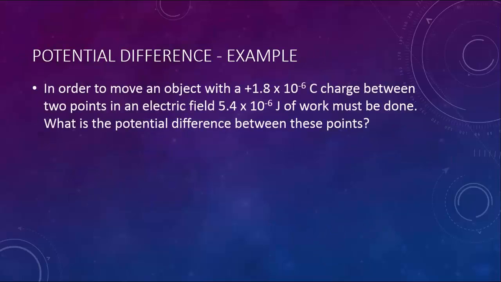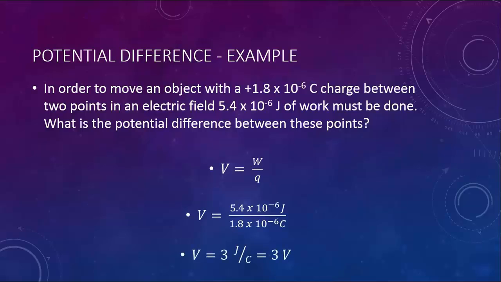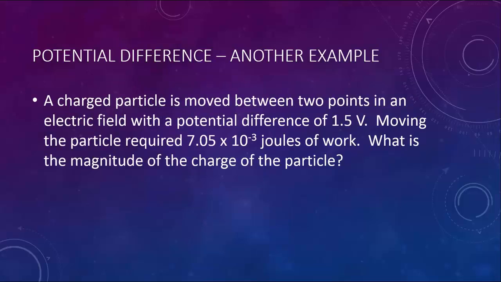Here's an example. In order to move an object with a positive 1.8 times 10 to the negative 6 coulomb charge between 2 points in an electric field, 5.4 times 10 to the negative 6 joules of work must be done. What is the potential difference between these points? Well, V equals W over Q. We can plug in the work done and the charge of the particle, and we can find that the potential difference between these points is 3 joules per coulomb, otherwise known as 3 volts. Here's another example.